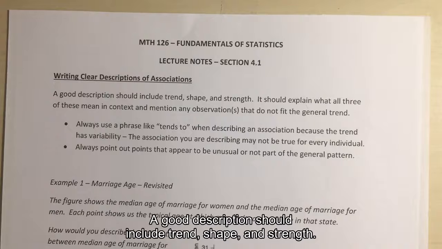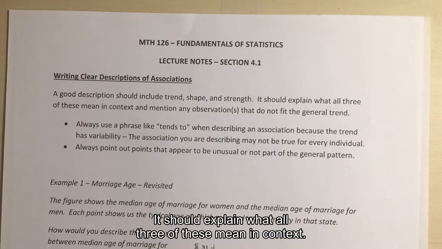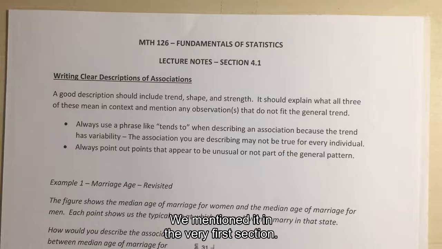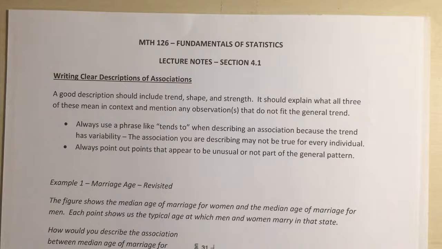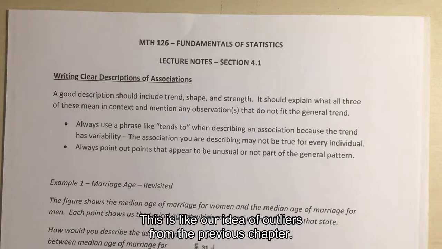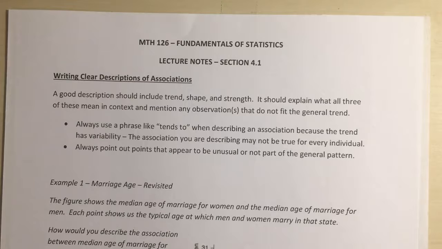All right, so a good description should include trend, shape, and strength. It should explain what all three of these mean in context. Remember, context is something that keeps coming up as we're going through the semester. We mentioned it in the very first section. And then we should also mention any observations that do not fit the general trend. This is kind of like our idea of outliers from the previous chapter.